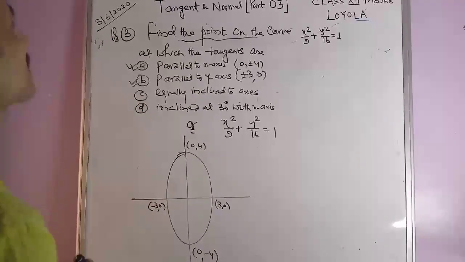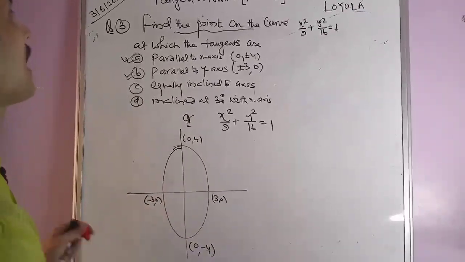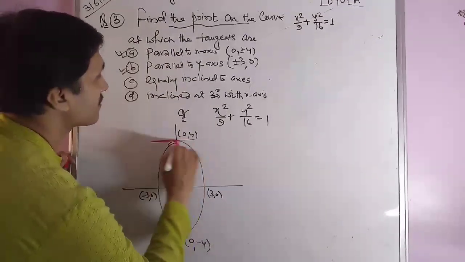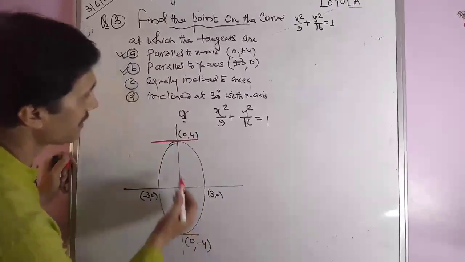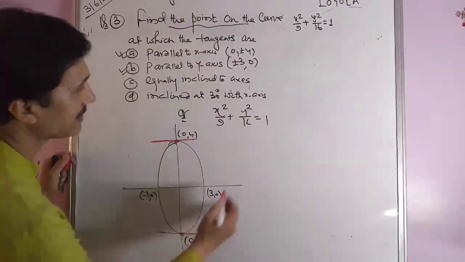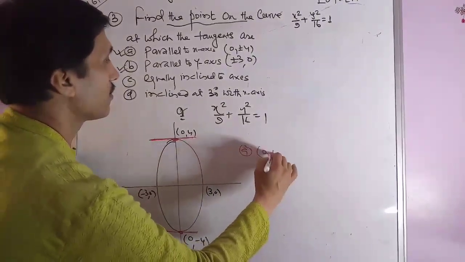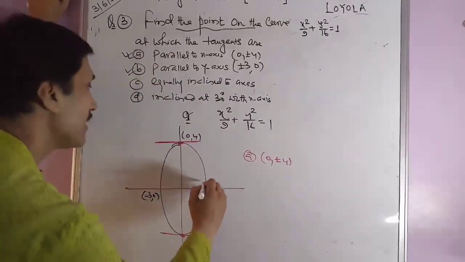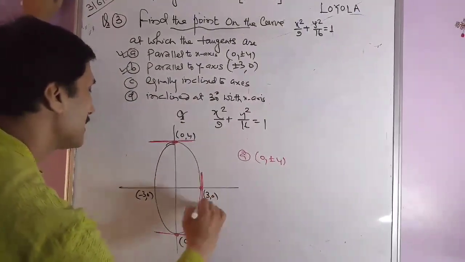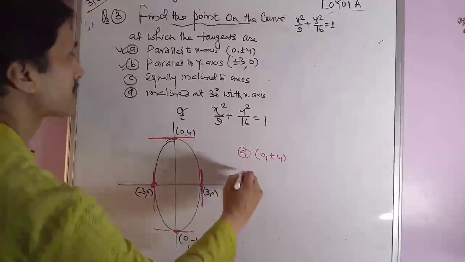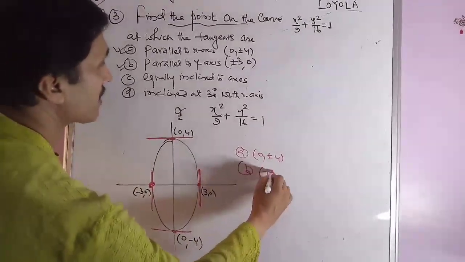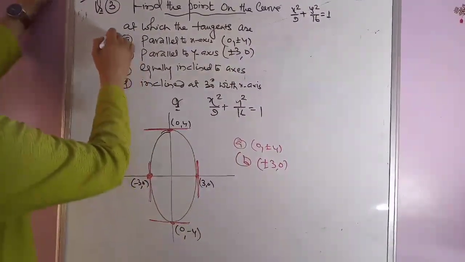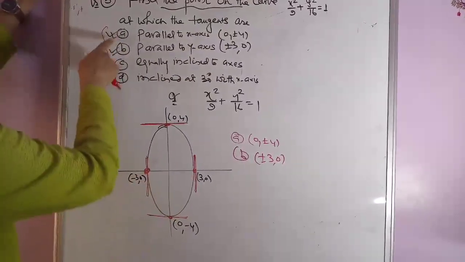Here, find the points on the curve at which the tangents are parallel to x-axis. Obviously, this tangent is parallel to x-axis, this tangent is parallel to x-axis, so required points are this and this. So first answer is (0, plus minus 4). Again, parallel to y-axis. Parallel to y-axis means at this point, this tangent and this tangent, obviously result of second is (plus minus 3, 0). Within second, we give the solution of these two, A and B.